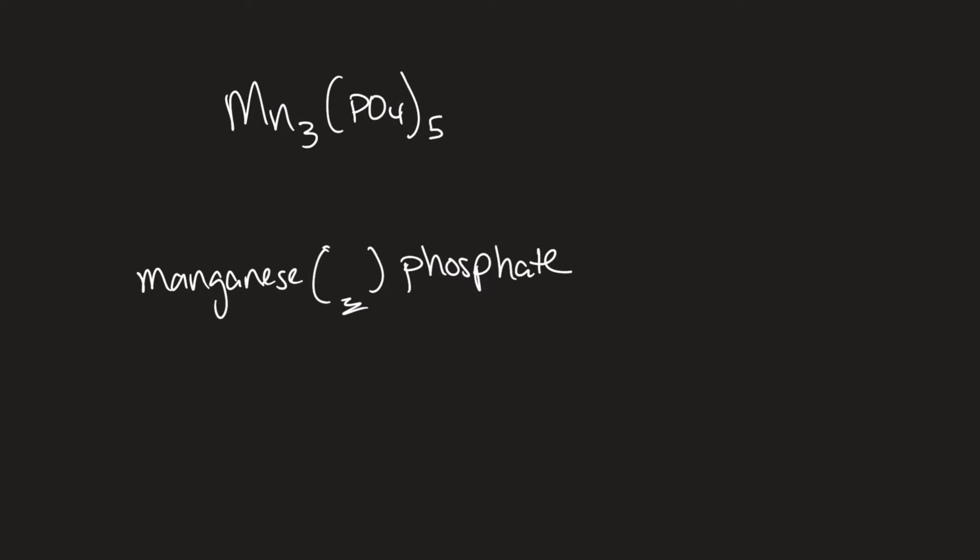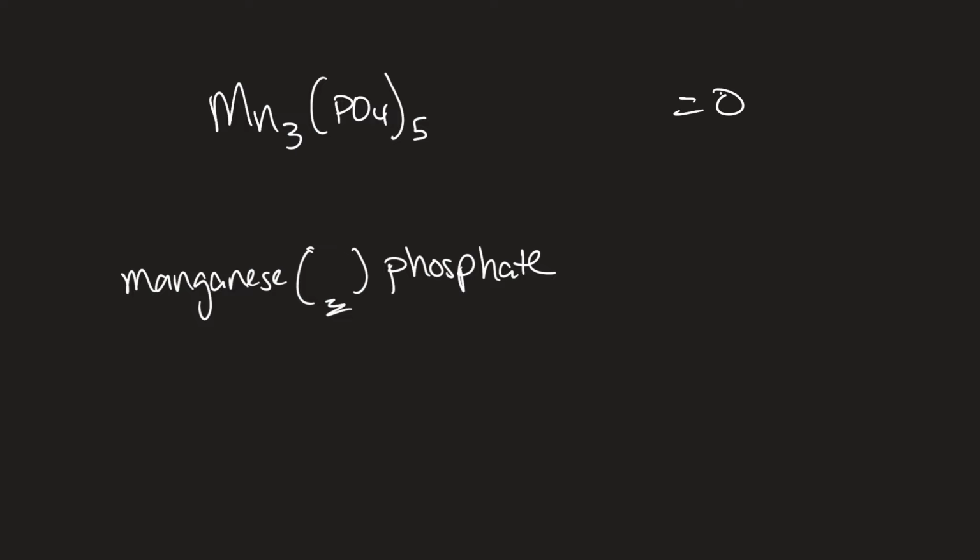As I said before, we know that the overall charge of this compound has to be 0. And then we've got to use the anion to help us out. So what's the anion in this case? Well, the anion is phosphate. What's the charge of phosphate? It's -3. How many phosphates do we have? Well, we've got 5 of them. And so if we add them all up, we have -15.